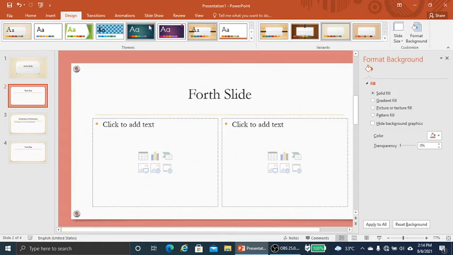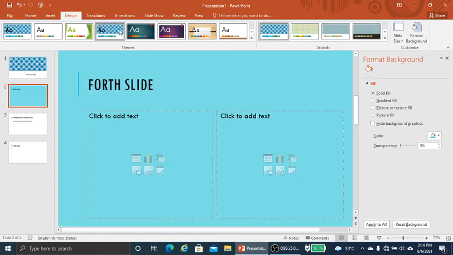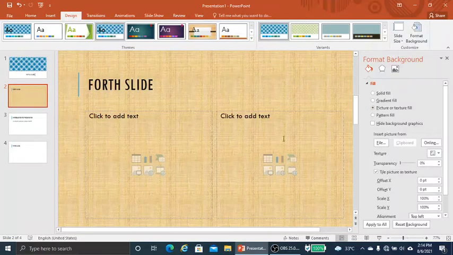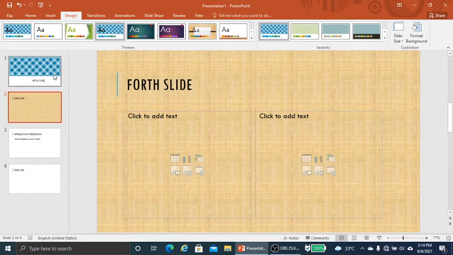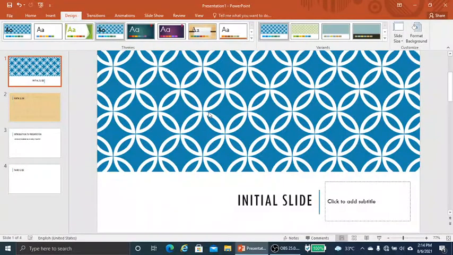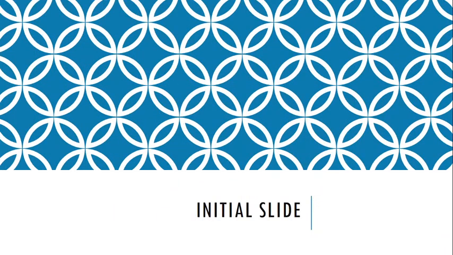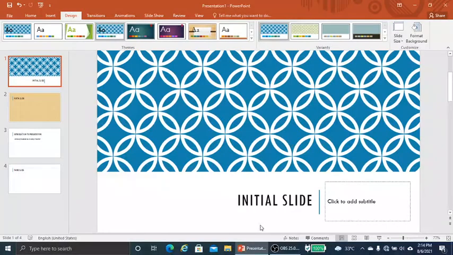So there are many inbuilt themes. We can have a picture also as a theme, or a gradient. So this is a theme. Suppose I apply this one, you can see how my theme looks. Now if I press F5 to give the slideshow, you can see my first two slides have the theme.